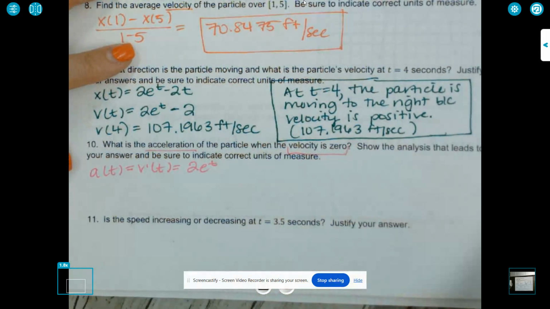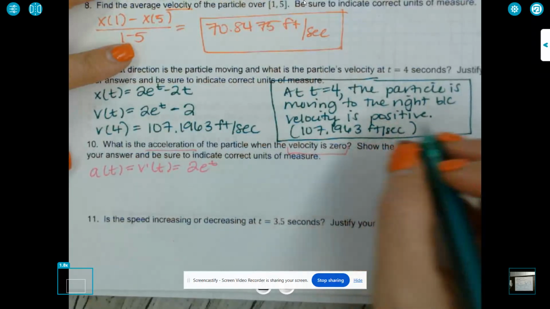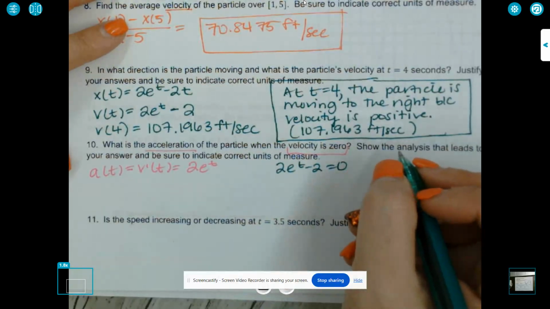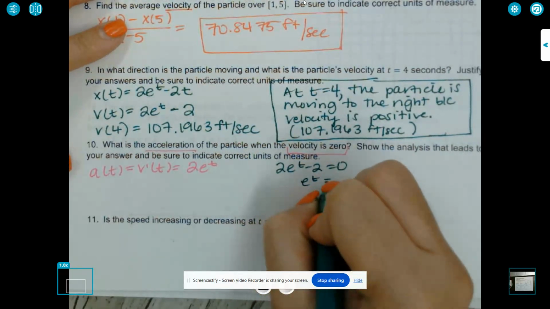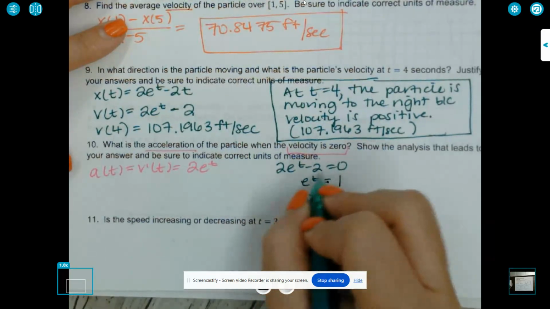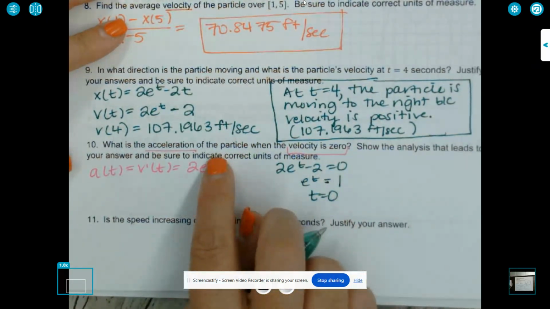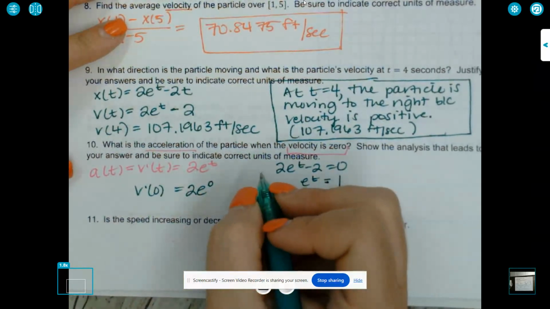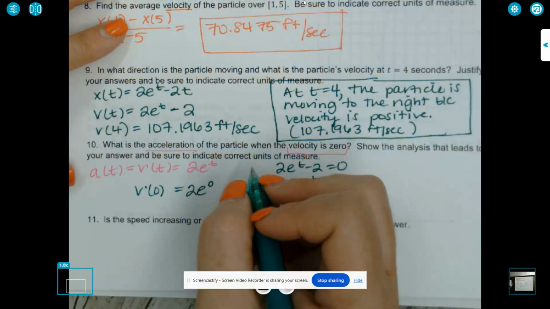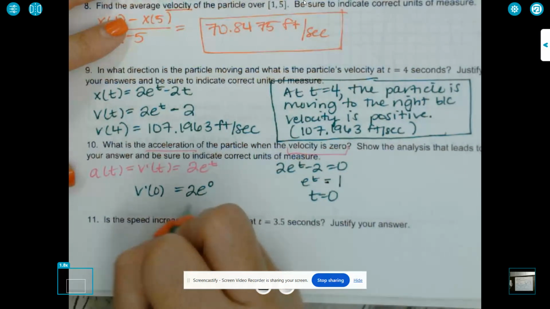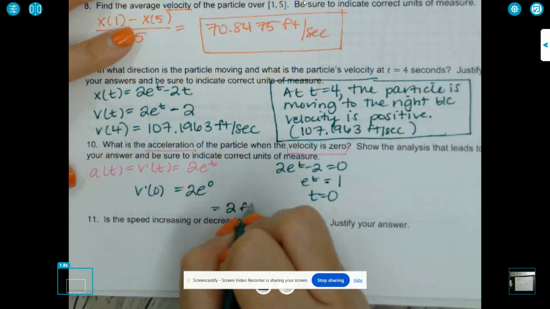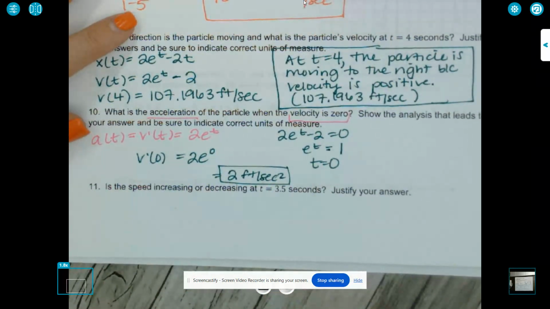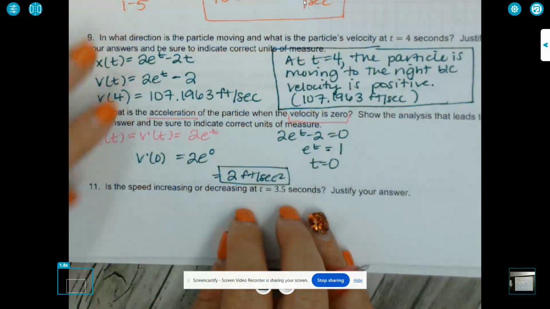The velocity is equal to 0, so we've got to calculate that. So velocity is 2e to the t minus 2. We want that equal to 0. So rearrange that, e to the t equals 1, so t equals 0, because anytime the 0 power is going to be 1. So then we're just going to plug in 0 here. So v prime of 0 is going to be 2 times e to the 0. That turns to 1, so our answer here is 2 feet per second squared. Okay? All right, and then 11, is your speed increasing or decreasing at t equals 3.5 seconds?